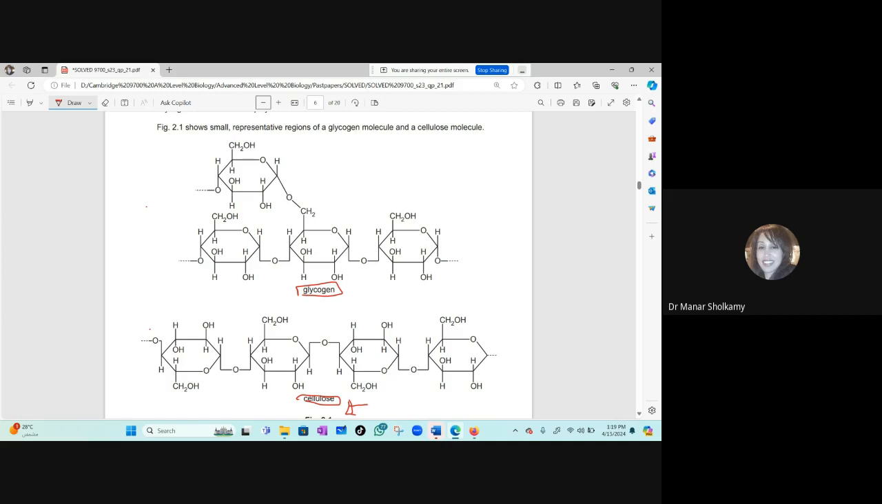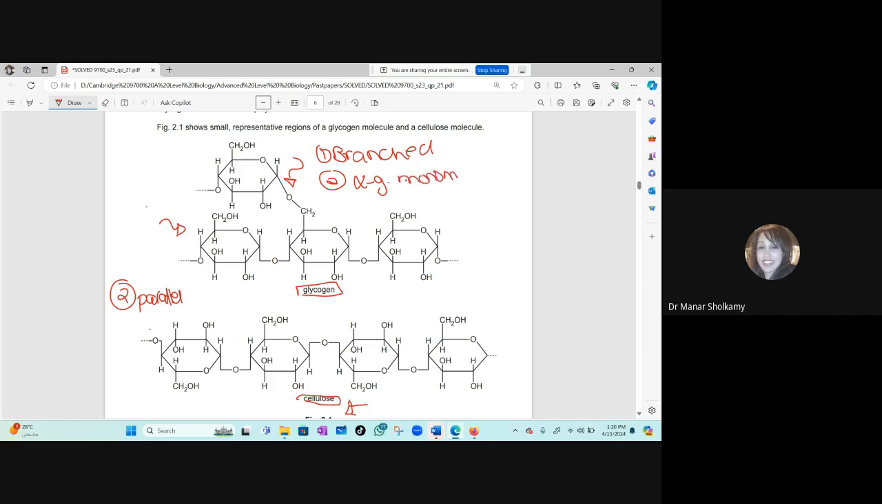What can you see in a glycogen that you don't see in a cellulose? First, glycogen is branched. Of course. Okay. And the cellulose is not branched, it's parallel. Yes. Okay. Two, what else do you see in a glycogen? The glycogen is made of alpha glucose monomers. Very good. It's a polymer made up of alpha glucose monomers.